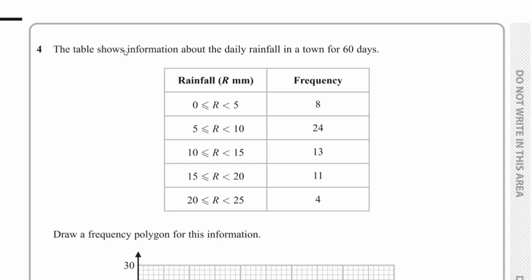Question number 4. The table shows information about the daily rainfall in a town for 60 days. We've got the rainfall in millimeters. We also have the frequency. We have to draw a frequency polygon for this information. Our first step is to find the midpoints of each of these intervals. The midpoint from 0 to 5 is 2.5. The midpoint from 5 to 10 is 7.5. The midpoint from 10 to 15 is 12.5. The midpoint from 15 to 20 is 17.5. The midpoint from 20 to 25 is 22.5.